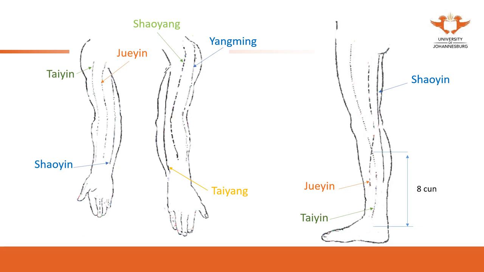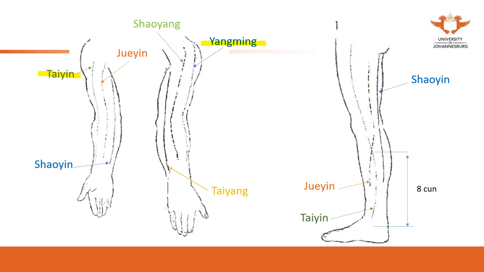Also, from the distribution on the upper limbs, you will see the Tai Yin travels on the medial side of the front part. Yang Ming travels on the front side of the lateral side. So these two, Tai Yin and Yang Ming: Tai Yin is the lung meridian, Yang Ming is the large intestine meridian. So if you remember the theories of the Zang Fu organs, these two meridians are also paired meridians, or what we said, coupled meridians.